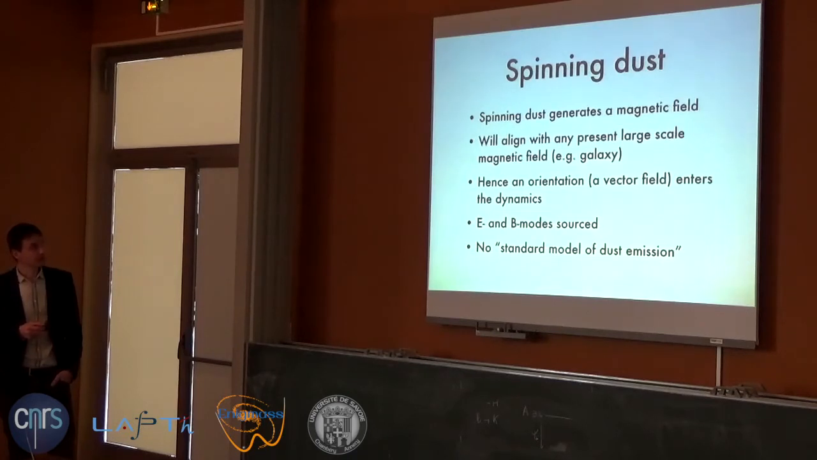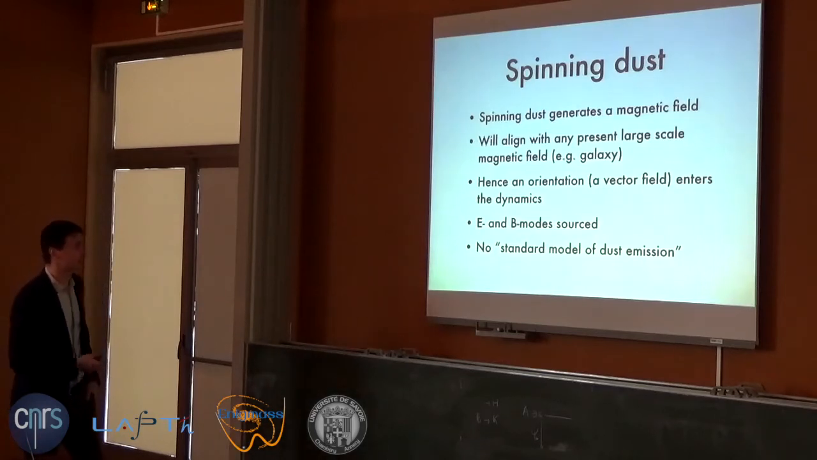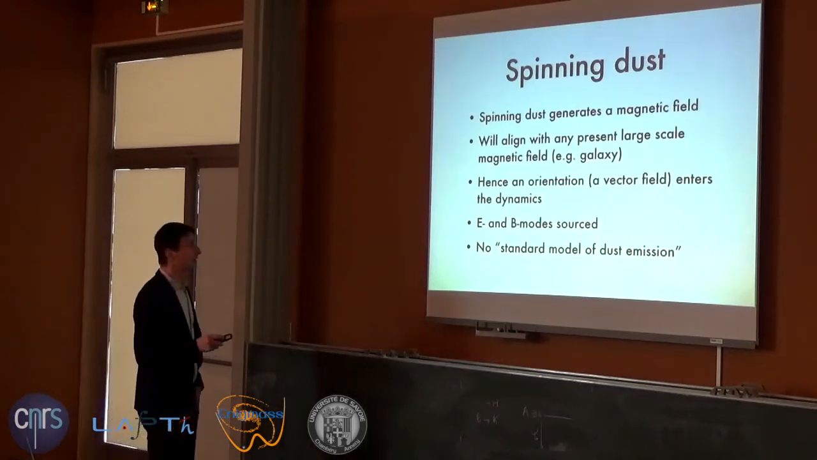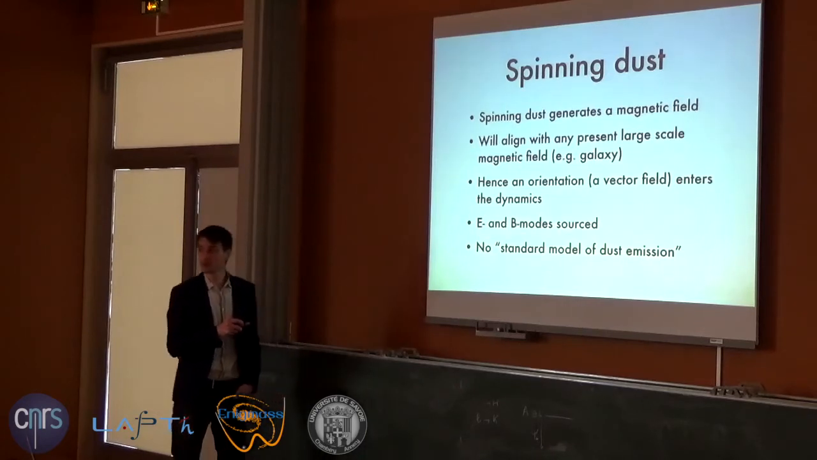This means that you have an orientation, again a vector field, entering into the dynamics. So if your dust particle happens to be emitting light, or maybe it's reflecting light, whatever the origin is, it means that you have a vector field and not a scalar field entering into the problem, and you're sourcing both E-type polarization and B-type polarization.